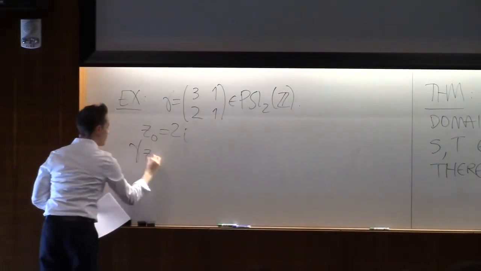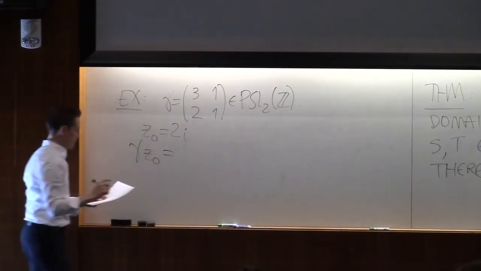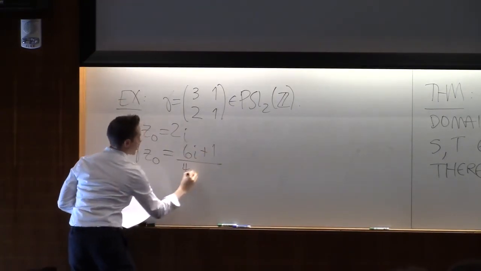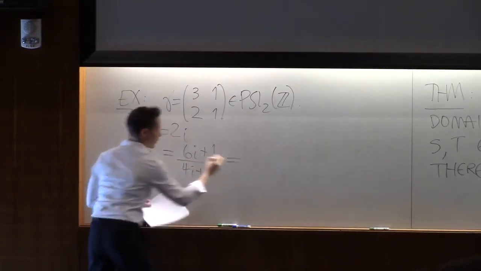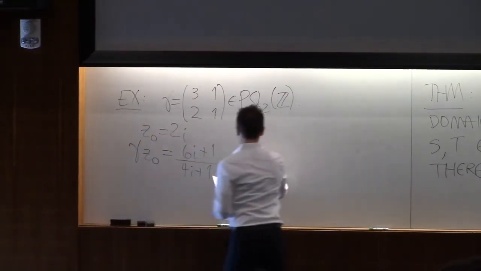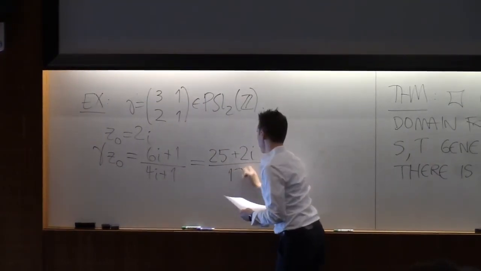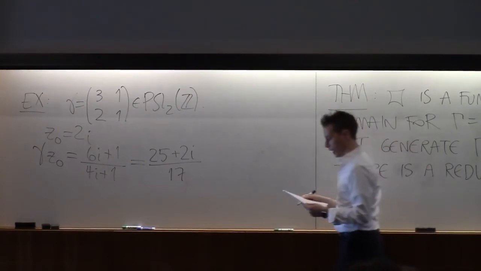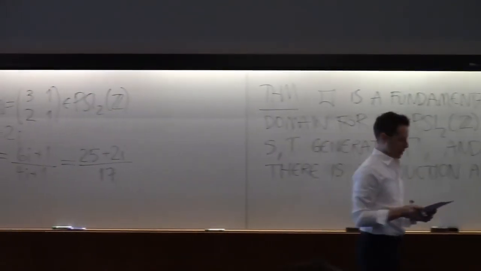Well, gamma z0, that's acting by linear fractional transformations. This is going to be, okay, I can do this, 6i plus 1 over 4i plus 1. You can too. Now I have to ask robots to help simplify. Maybe you don't need that kind of help, but I'm getting old. Here's what happens when you multiply top and bottom by the conjugate of the denominator. So you get some point. All right, so there's your z1.